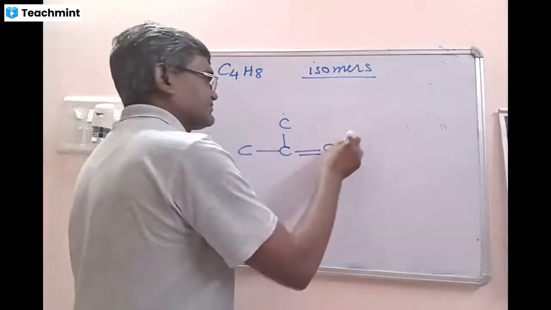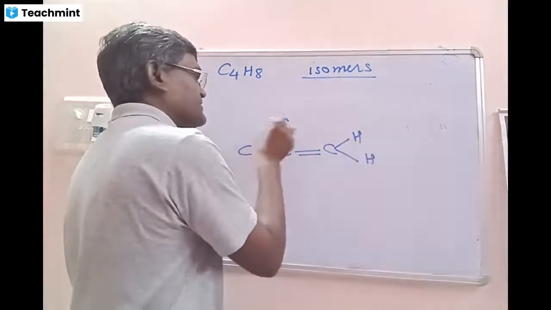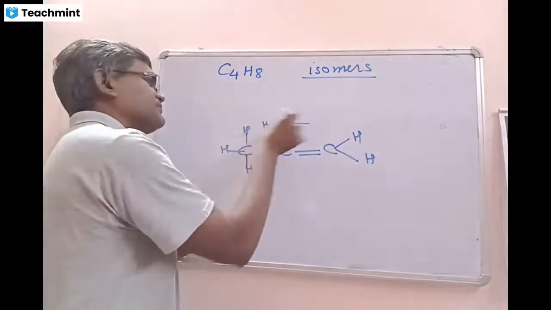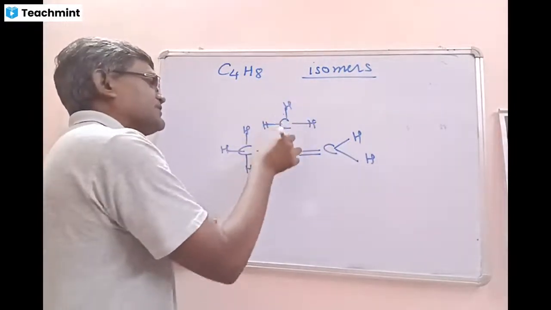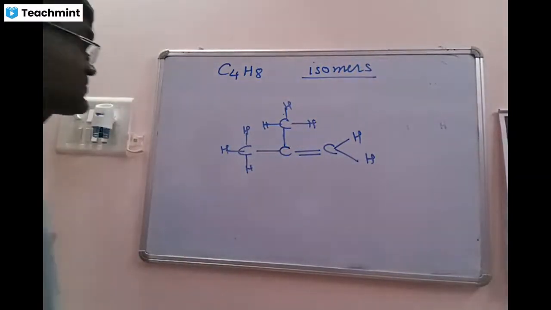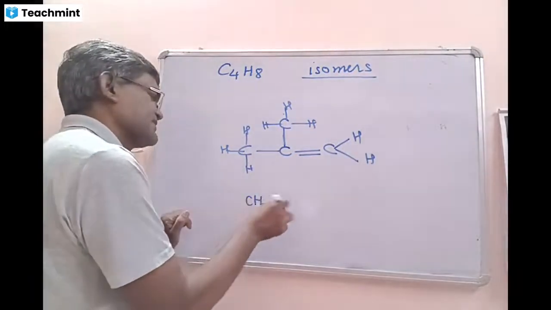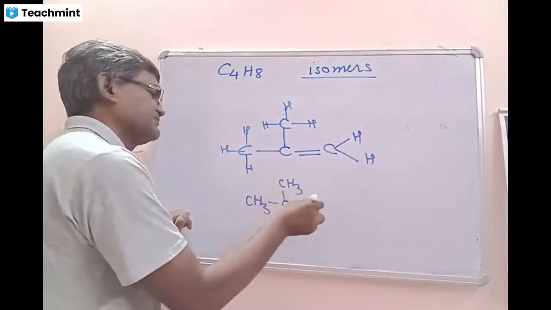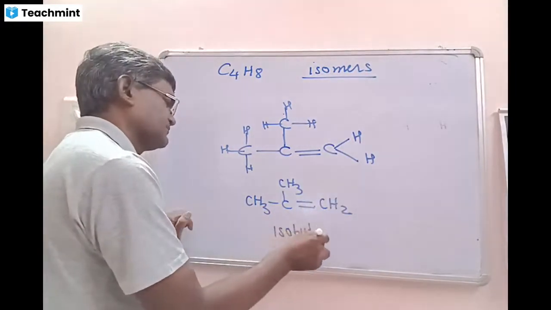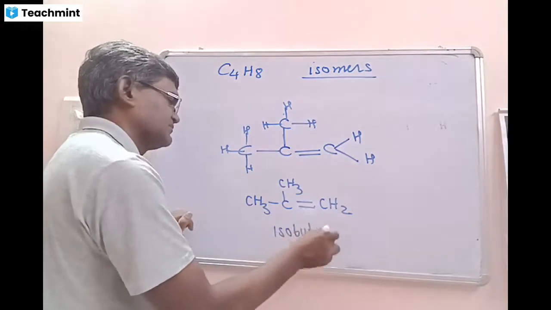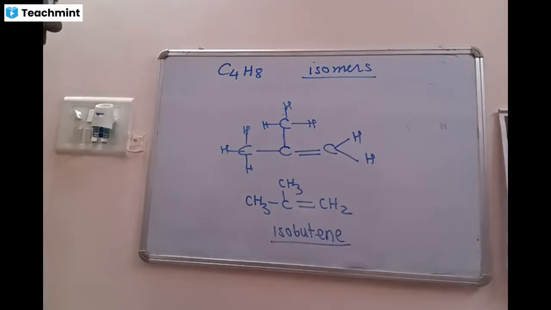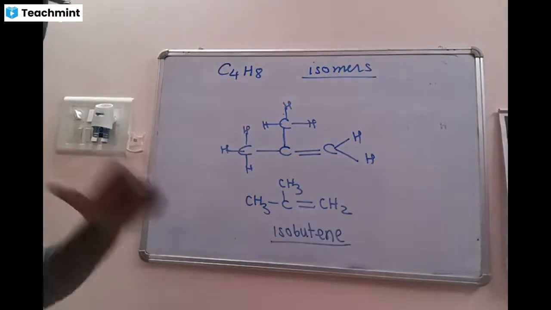What about this? What about these three? Just count the carbon: 4. Count the hydrogen atoms: 8. So can I write it like this? CH3, C, CH3. This will be isobutene.